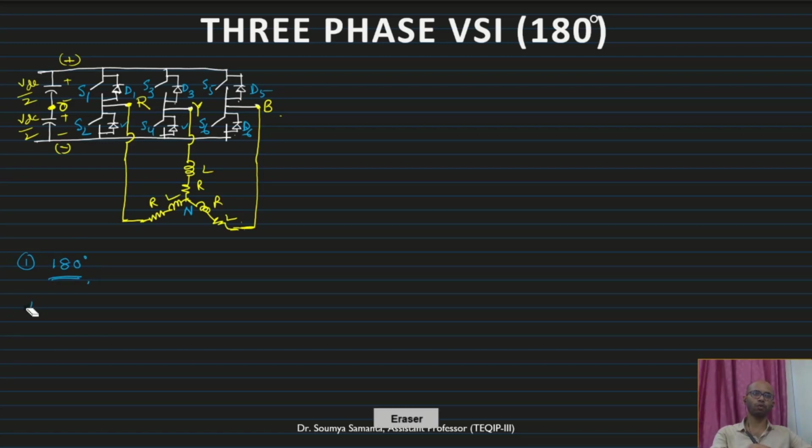Now what is the point number 2? The point number 2 is that the conduction interval between the top switch of one leg to the top switch of the next leg is 120 degree. Why? Because what is the phase difference between R, Y and B? Phase difference between R and Y is 120 degree, Y and B is 120 degree. If I take from the R, it will be 240 degree. So similarly, here the top switch of the individual phases will be turned on after 120 degree.